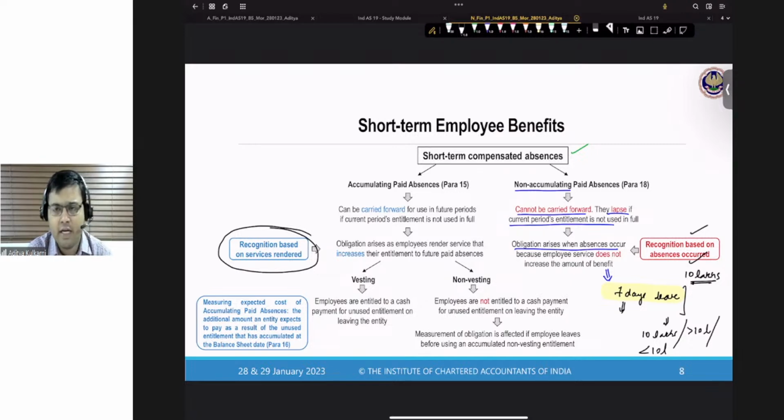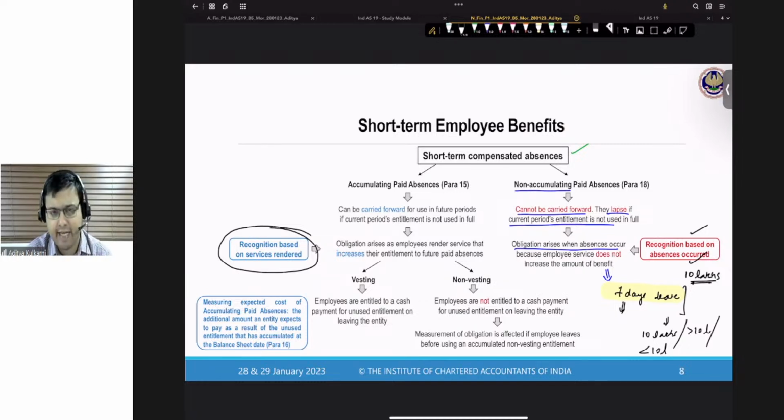So therefore, the expense of those 2 days is recognized based on the services that he has rendered. That means he has come to the organization and served, he has given benefits on those 2 days. So to match those 2 days of benefits, you are going to give him an employee benefit in the form of leave encashment. So this is vesting. When you talk about non-vesting, it is basically carry forward of these leaves.